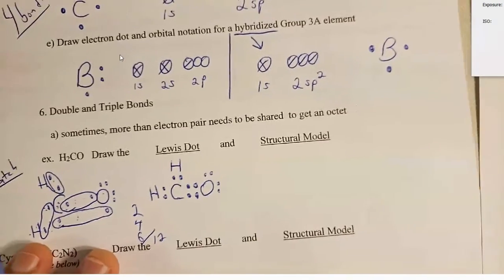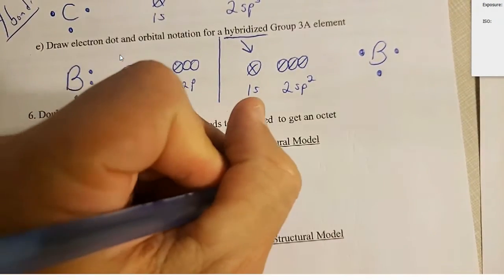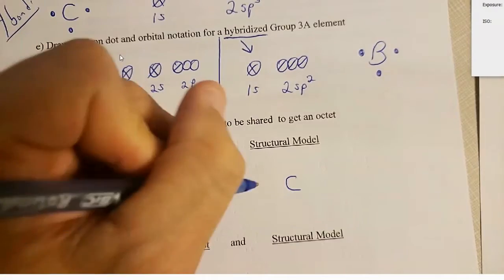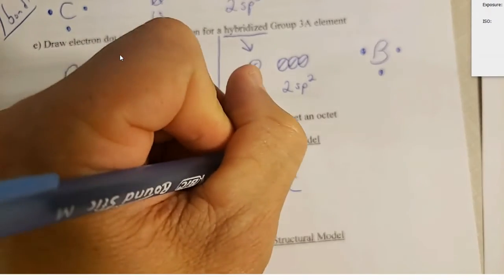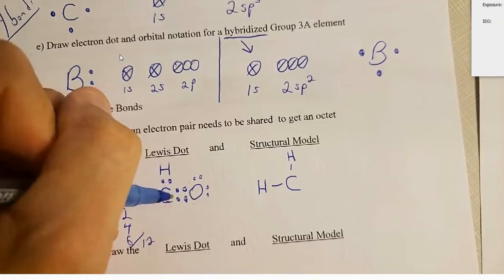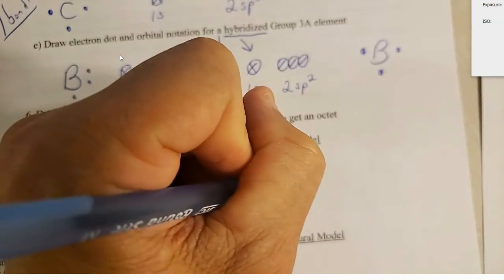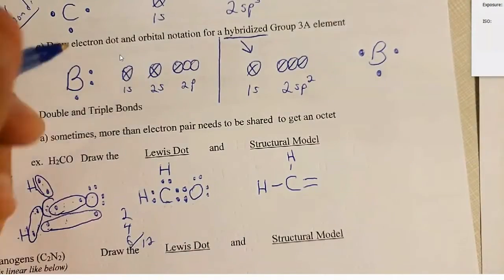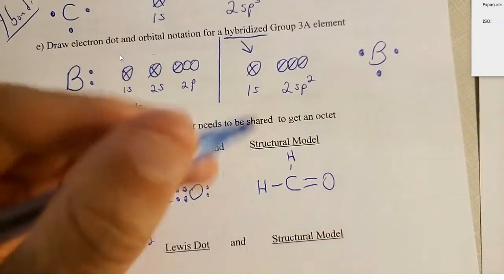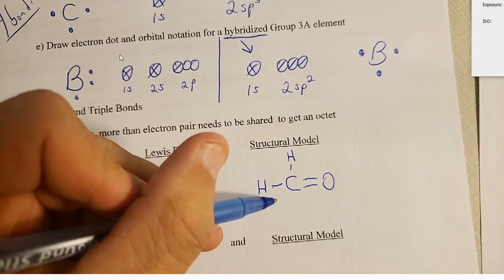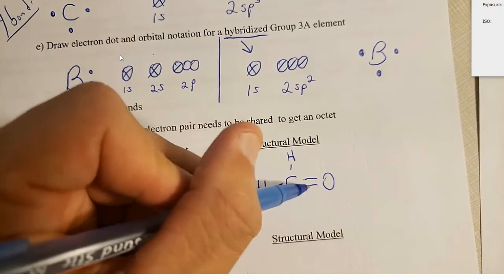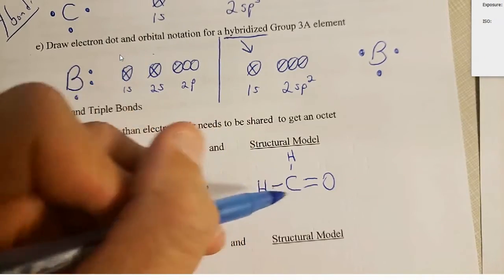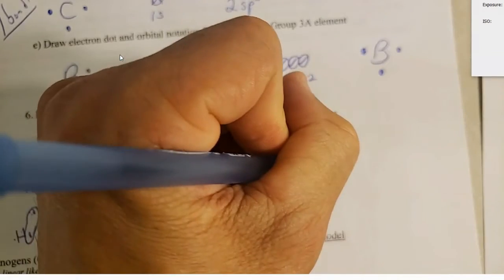Now drawing the structural model for this. Again, we've got our carbon in the middle. I have my single bond to the two H's. And then since we have two pairs that are shared, we're going to draw our two dashes. Remember, each dash represents two electrons. It represents a shared pair of electrons. So this here represents those 4 electrons that are in between the carbon and the oxygen.